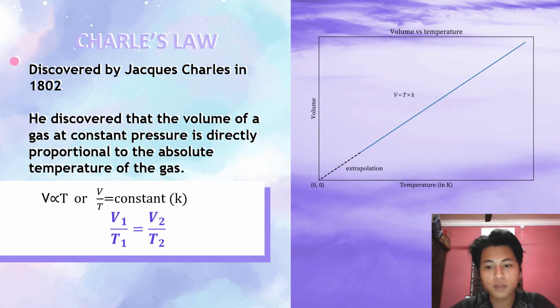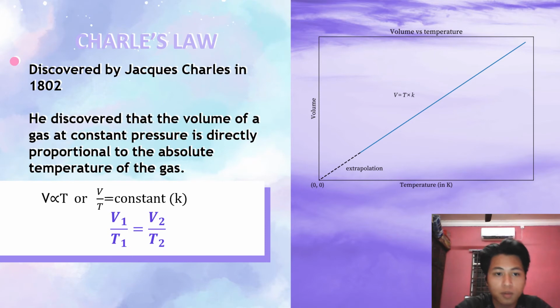Hello, Assalamualaikum. My name is Abdul Fatah Alimi Badullah, and today I'm going to present about Charles's law. Charles's law was discovered by Jacques Charles in 1802. He discovered that the volume of a gas at constant pressure is directly proportional to the absolute temperature of the gas.